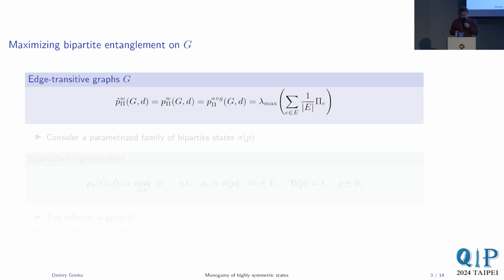Okay, so I presented these optimizations for arbitrary graphs. Maybe we should restrict our attention to something more tractable. So let's consider the case of edge-transitive graphs. In that case, all three optimizations are actually the same, and they are equivalent to studying the maximal eigenvalue of a Hamiltonian where all the couplings are the same.